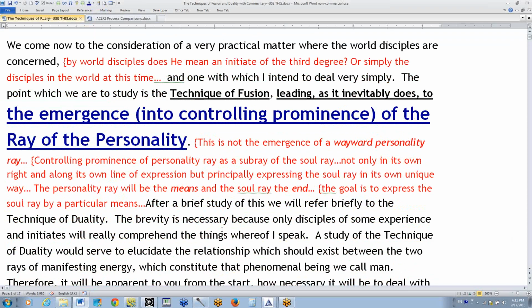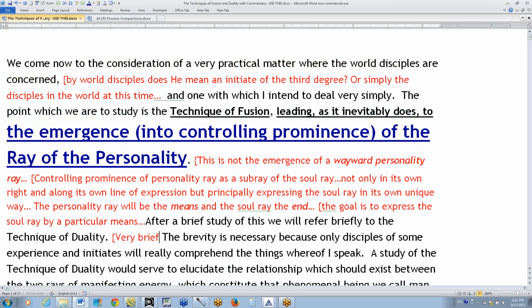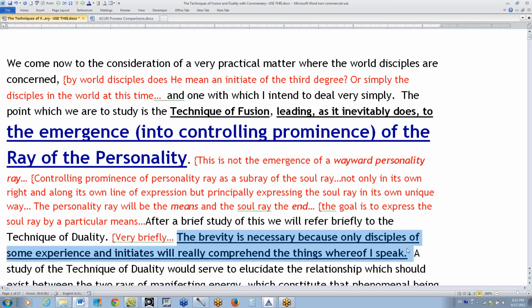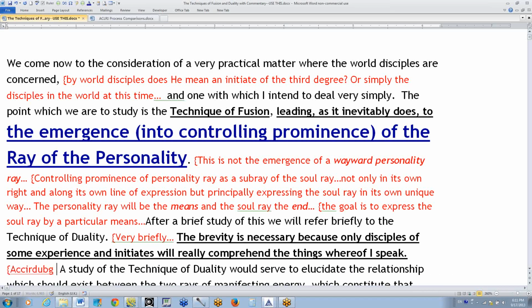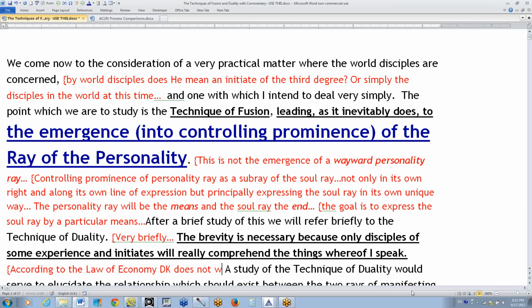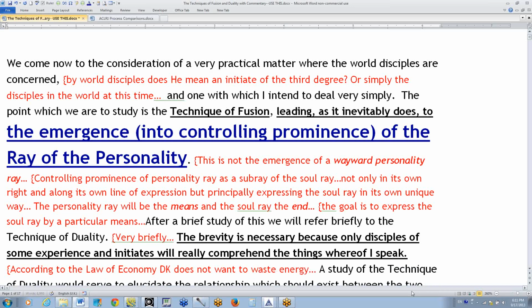Then further, after a brief study of this, we will briefly refer to the technique of duality, and I would say very briefly, when you see what he says. The brevity is necessary because only disciples of some experience and initiates will comprehend the things whereof I speak. According to the law of economy, DK does not want to waste energy. But perhaps there are some for whom these words will have a growing significance.